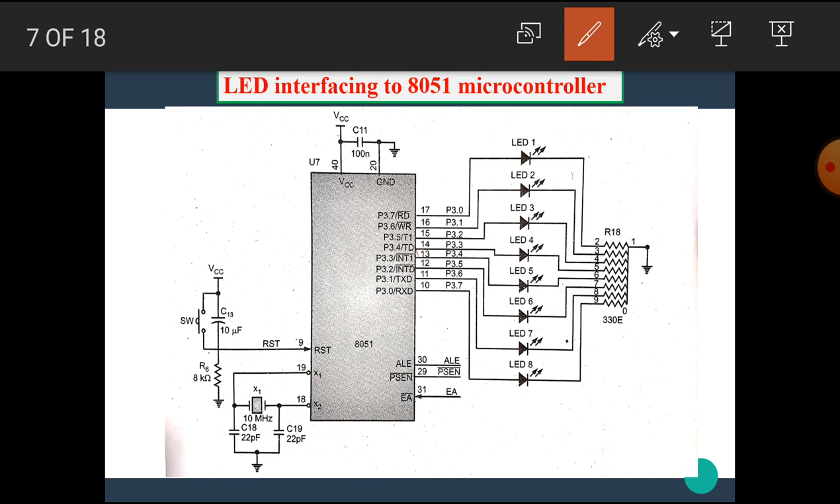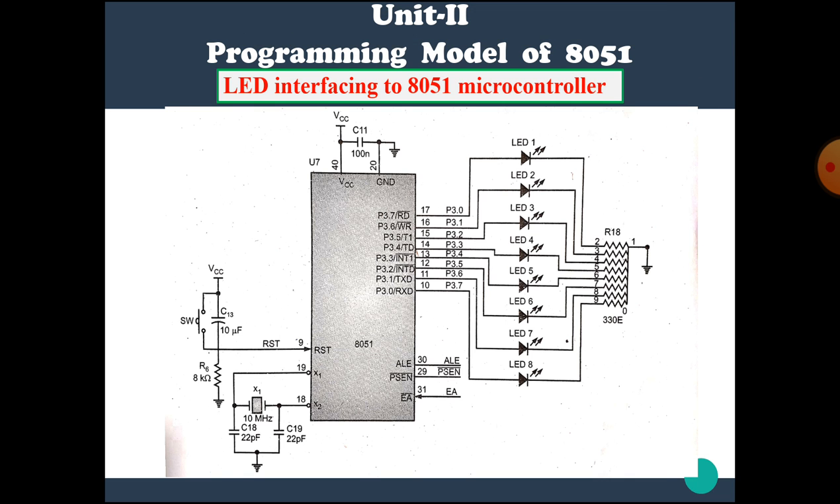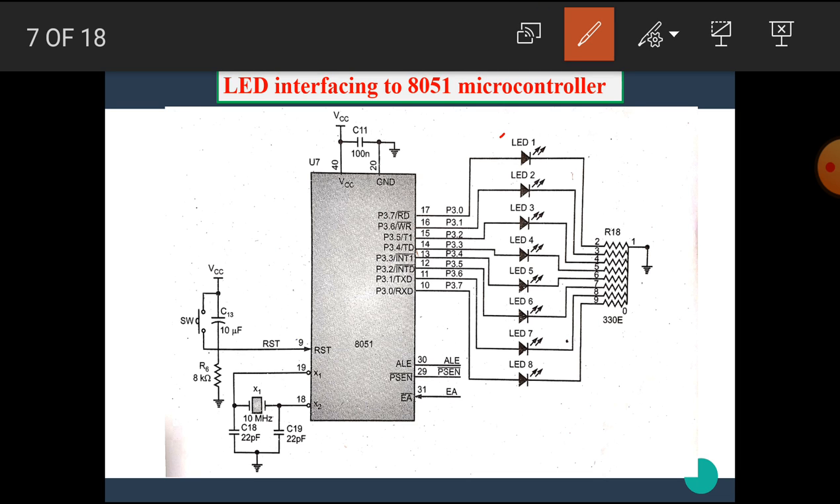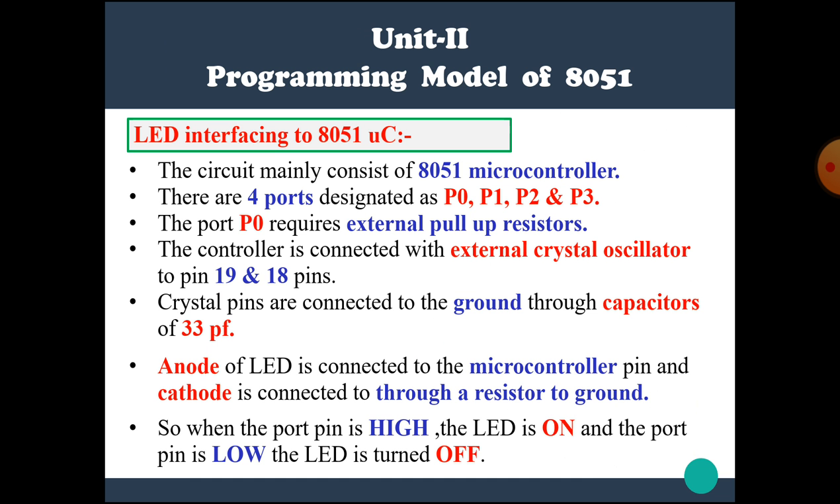Okay, we have seen this type of interfacing in these two diagrams. In this diagram, if we want to glow LED 1, then we have to provide a 1 or 5 volt to the P3.7 pin. If we want to glow LED 8, then we have to provide 1 or 5 volt to the P3.0 pin. I hope you all understand how to glow the LED. Now let's see our next point.